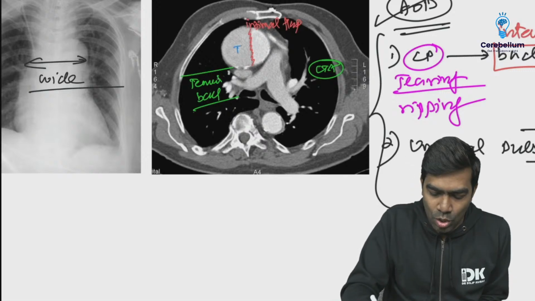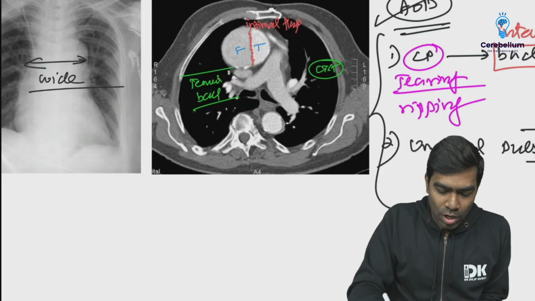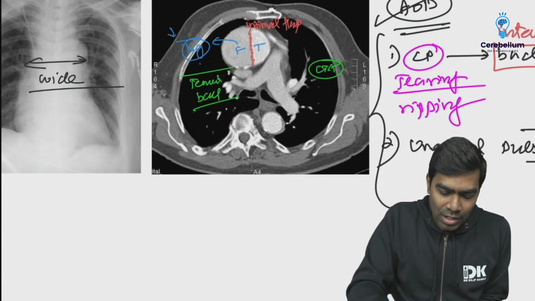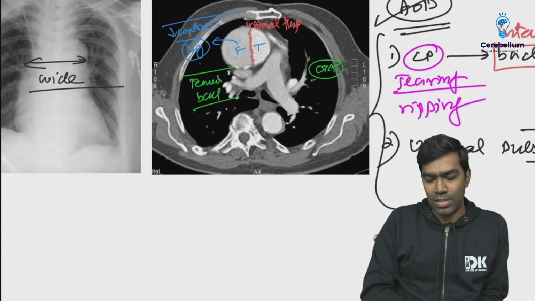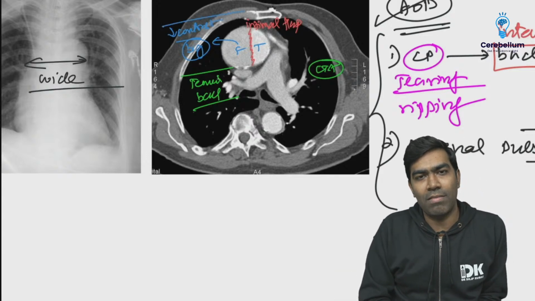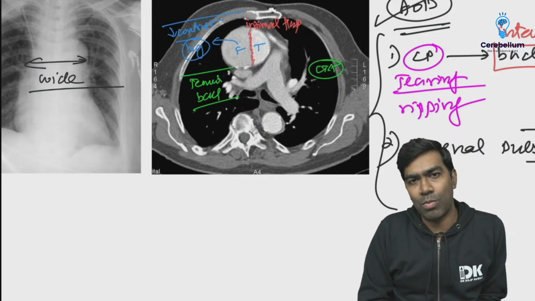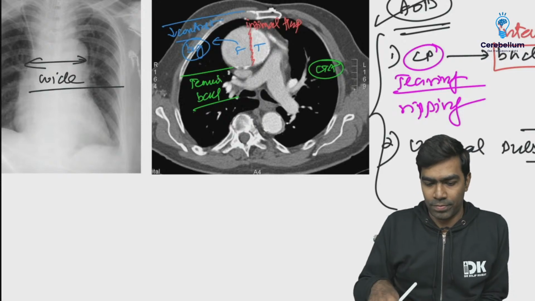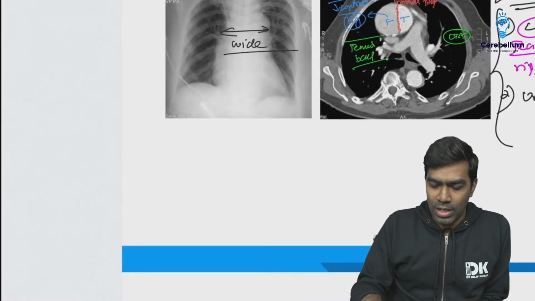One is called the true lumen, the second is called the false lumen. Generally the false lumen will be bigger than the true lumen. True lumen will be smaller, and the false lumen will have lesser contrast compared to that of the true lumen. These are the 2 ways to identify which is true and which is false. So false lumen will have lesser contrast, true lumen will have more contrast, and false lumen will usually be bigger than the true lumen. Okay, now how will you treat?